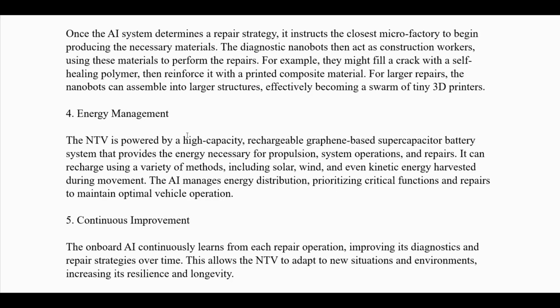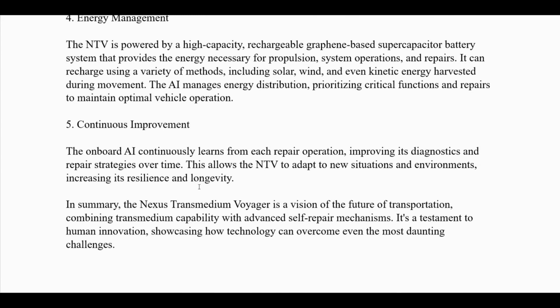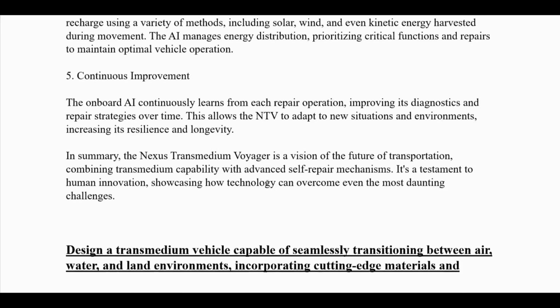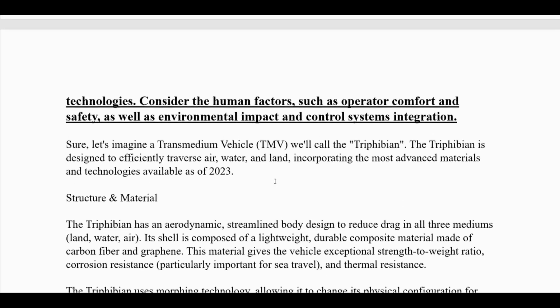Energy management. This is also an interesting idea. Took this over to the idea of Jones to think about. High capacity, rechargeable, graphene-based supercapacitor battery that also uses solar, wind, even kinetic energy harvest during movement. It's dope. And the AI will continuously learn from each repair operation, improving its diagnostics and repair strategies over time. So increasing its ability for resiliency and longevity. I can see why they think that would be more difficult than some of these other ones.